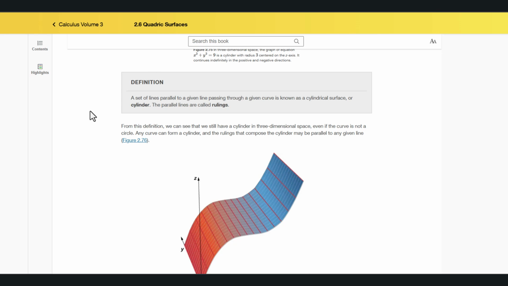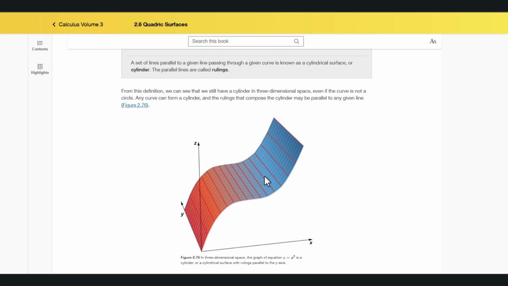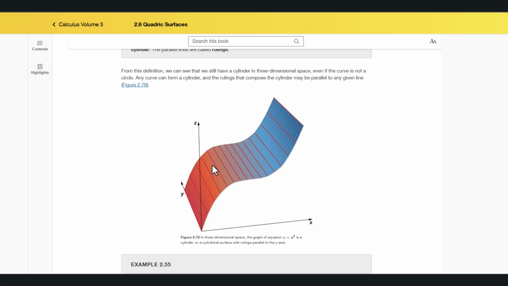So for us, we're going to generalize our interpretation of a cylinder to actually be anything of the form: a set of parallel lines passing through a given curve is called a cylinder. Those lines are called rulings. So this is a much more generalized version of that description. Notice this little wavy curve over here. That is the curve that we're thinking of. Then the rulings are the parallel lines that cross through that wavy curve to make a three-dimensional surface.